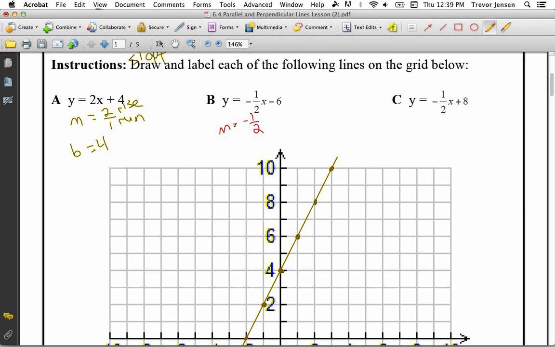Now you could use negative 1 over positive 2 or positive 1 over negative 2. Both of those are equivalent. Depending on which one you use, that will just determine whether you plot points to the right or left of your y-intercept, but both those slopes will give you points on your line. And my y-intercept is negative 6.